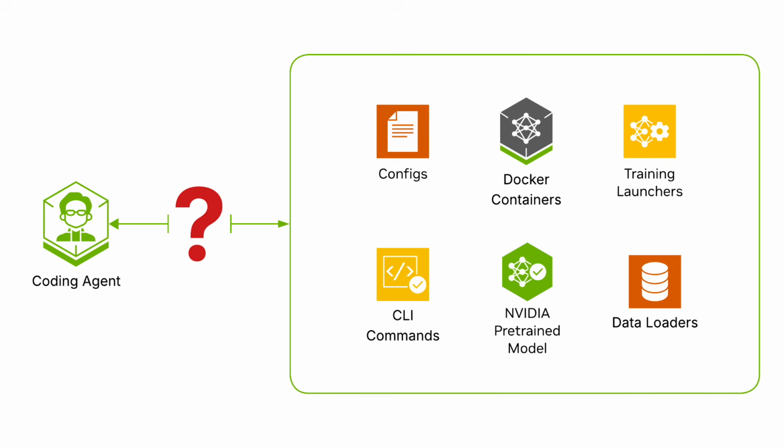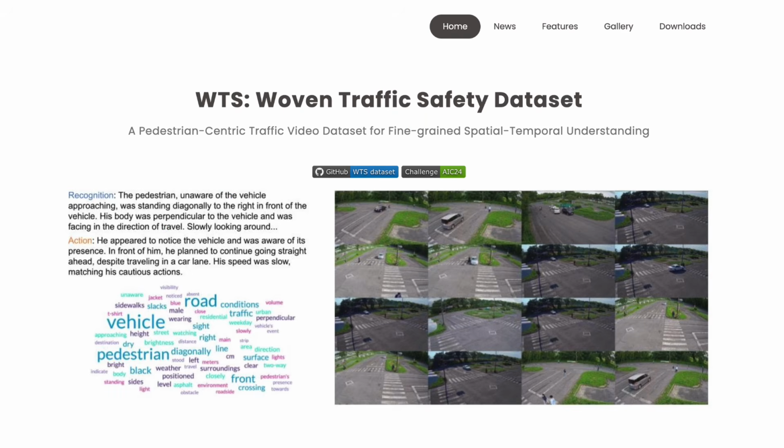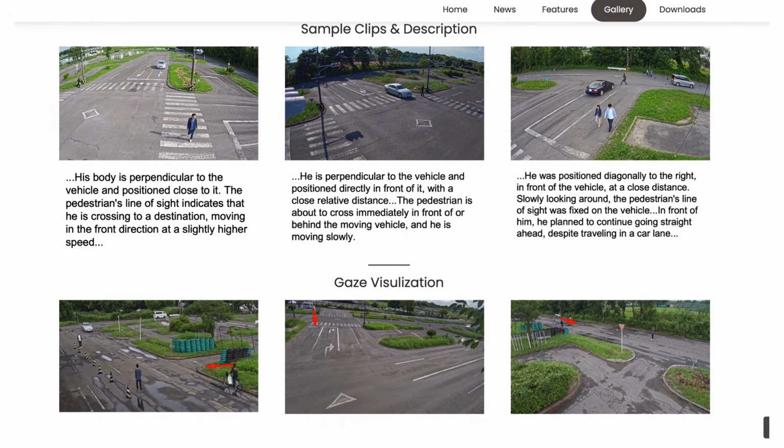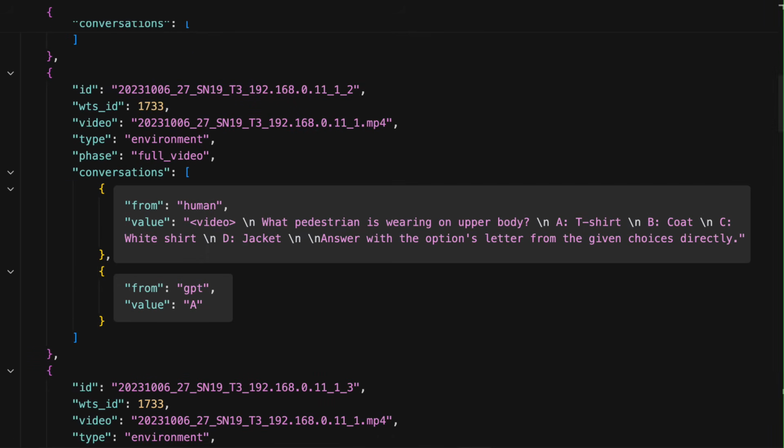But how does a coding agent like Codex know how to fine-tune a model or navigate the underlying framework, launcher, and data loader? That's exactly where TAO agent skills come in. TAO 7 includes a comprehensive library of pre-built skills. Each skill packages everything you need to train, evaluate, and serve a specific model class. You just have to prompt the coding agent with a model and data path. Let's use these skills to fine-tune Cosmos with a real-world dataset, the Woven Traffic Safety dataset from Toyota. We will focus on the multiple choice question task, which includes more than 8,000 training and validation samples.